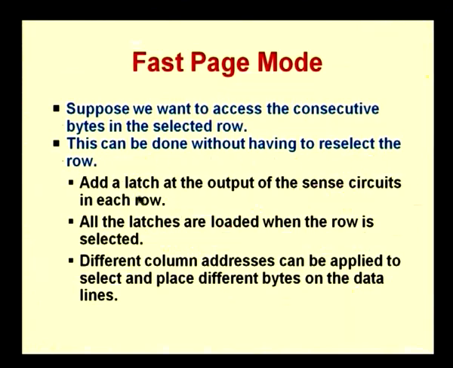What we do is add a latch at the output of the sense circuits in each row, and all the latches are loaded when the row is selected. Different column addresses can then be applied, and you will be able to select and place the different bytes on the data lines. These are certain enhancements done to the basic dynamic RAM circuitry in order to get faster access with these dynamic RAM devices.